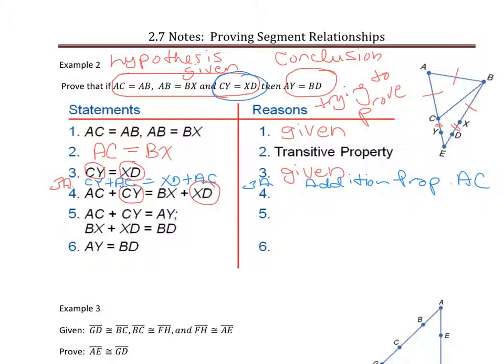Now, what's bridging between that row and here? We've got the AC, and we've got the CY. Nothing's changed here on the left. But in this case, we have XD here, and the BX has been replaced with AC. You see that? And we're replacing it because they are equal. So in this case, that's pure substitution.